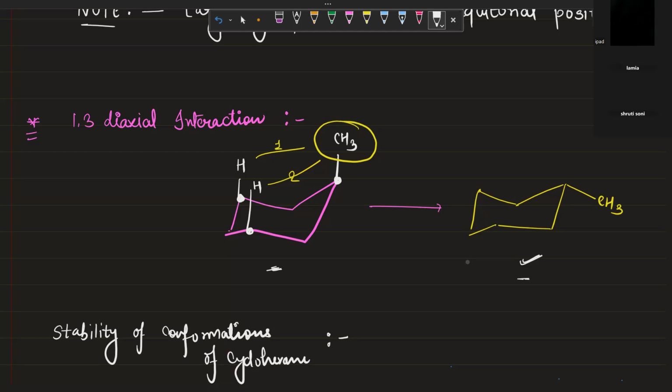The chair form is more stable than the twisted boat, then the boat form, and in the end, half chair. This is the stability trend.